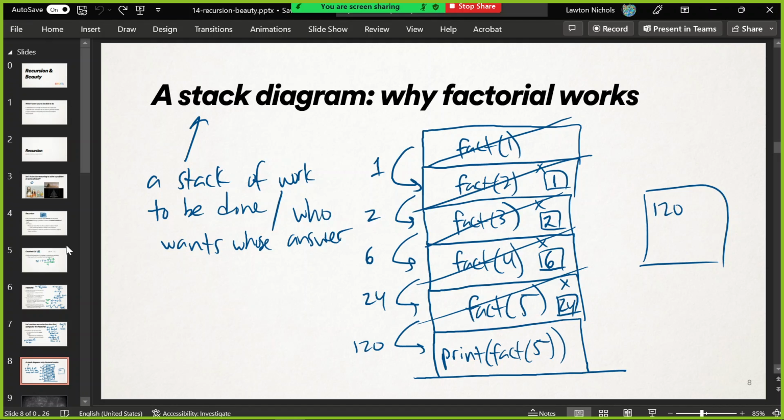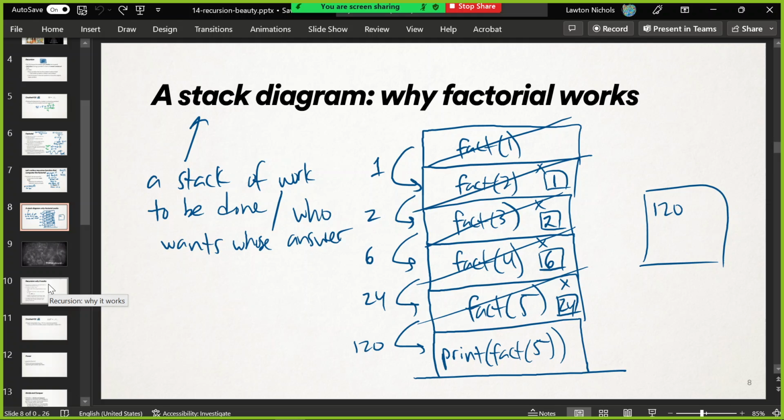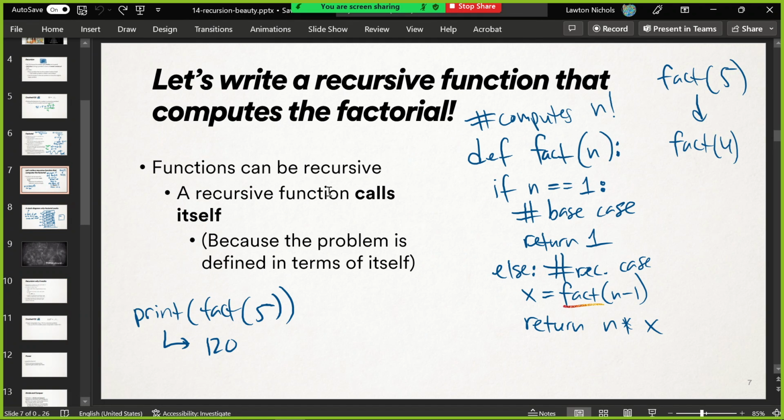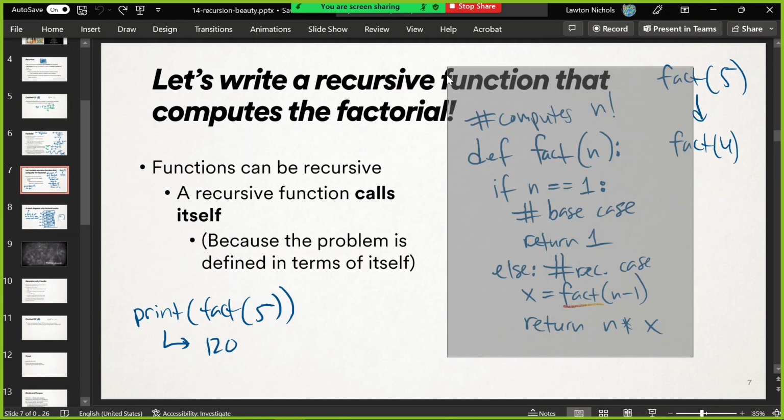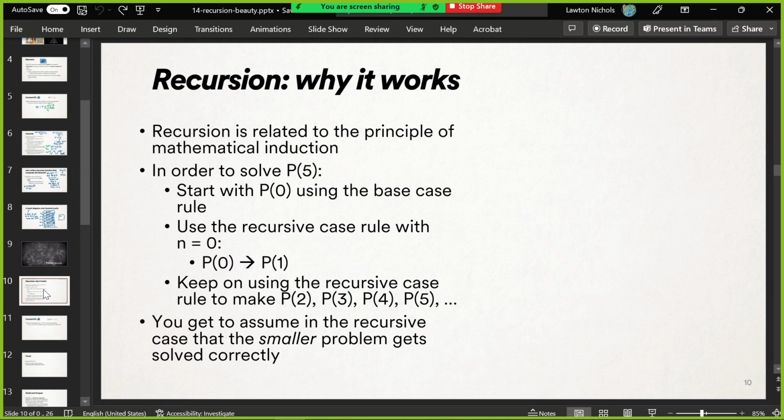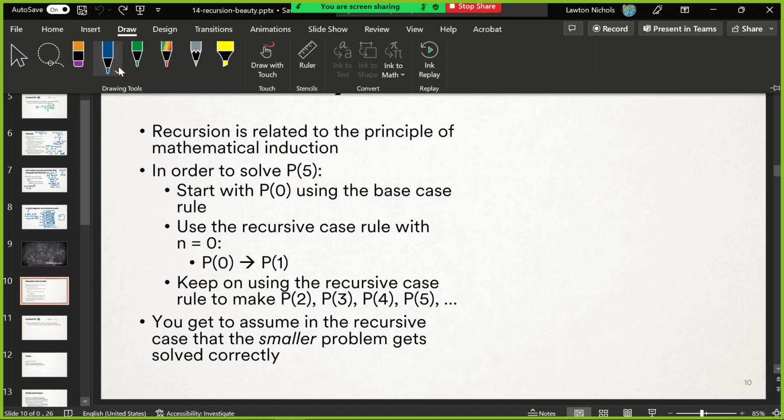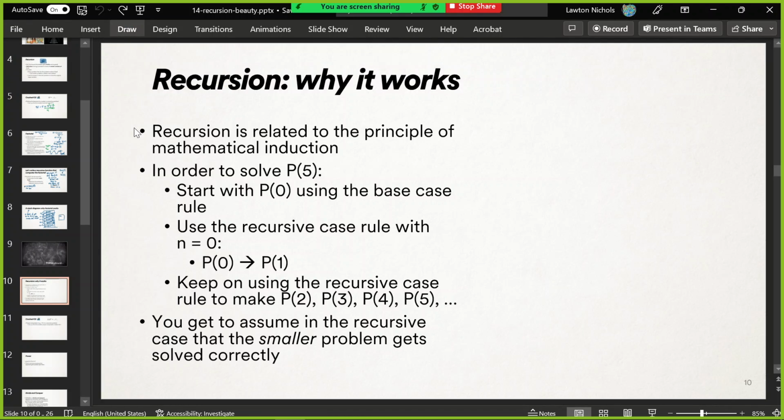Okay, so yeah, let me prove to you, it's a little weird to think about this. Why does this function, which doesn't have any loops, somehow loop? How does it compute the right answer? How can we prove that? So let me try to explain to you why recursion works. You will have to wait until CSCI 26 to fully understand it. But yeah, let me give you a sneak peek of it.